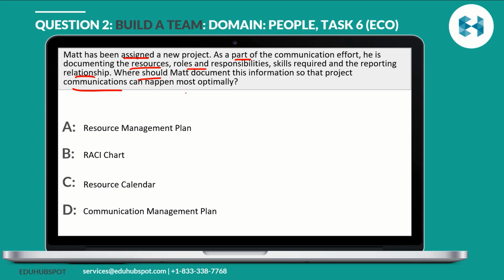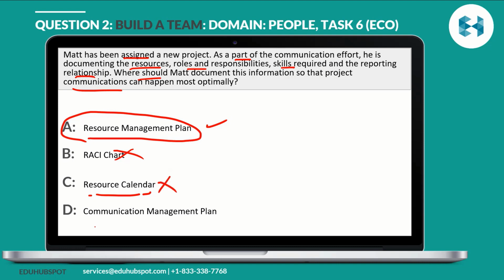Good question. If you remember, all these things we actually discussed in the resource management plan. They are actually part of the resource management plan. Roles, responsibilities, skills required is not part of your RACI chart or the resource calendar. We didn't discuss what resource calendar is, but as the name states, it is a calendar of when your resources are available, when they are not available, the working days and non-working days, things like that.